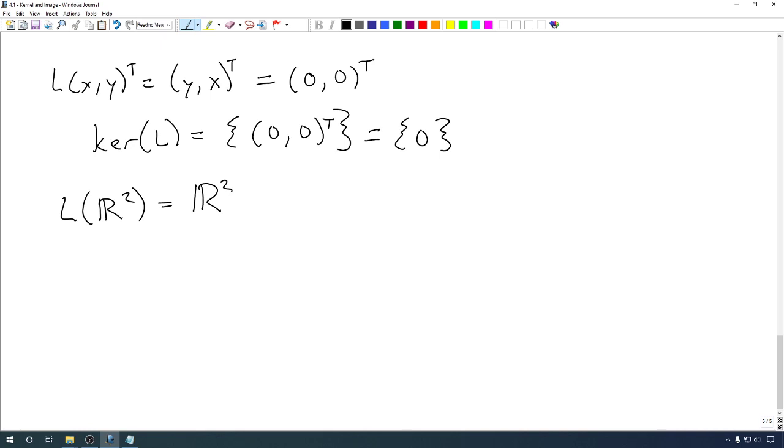So we have an example where the kernel is a zero-dimensional subspace. It only has the zero vector in it, but the range is a two-dimensional subspace. And if you remember some stuff from the last section, maybe you can kind of see that there's a duality to this. The dimension of the kernel and the dimension of the range are not actually separate. There is a connection between those. But we will get into that a little bit later.